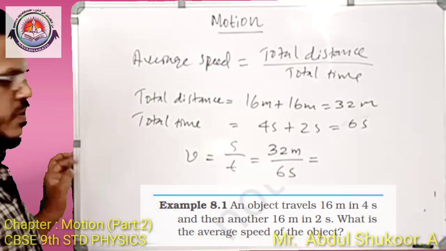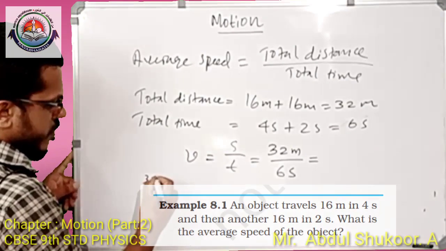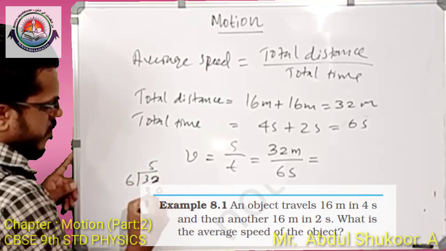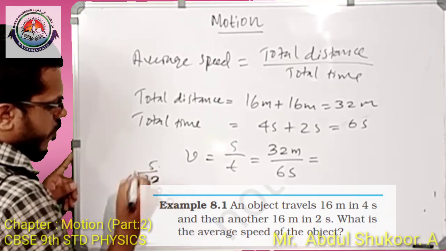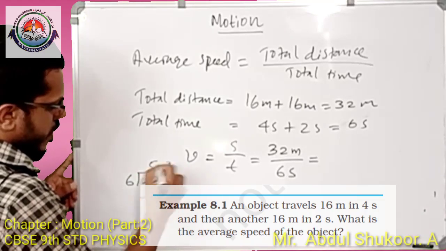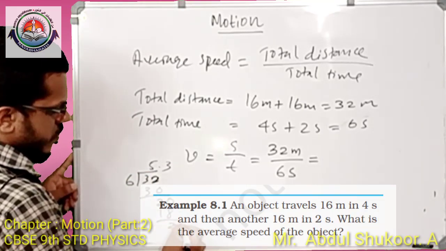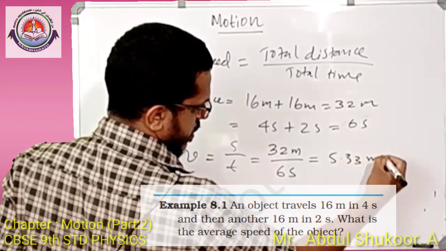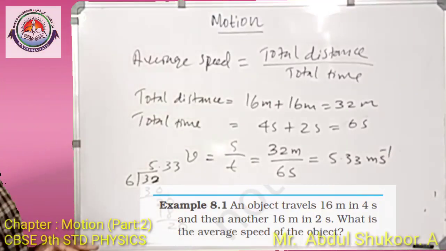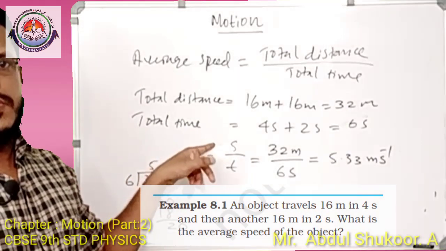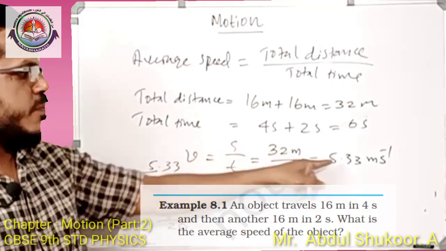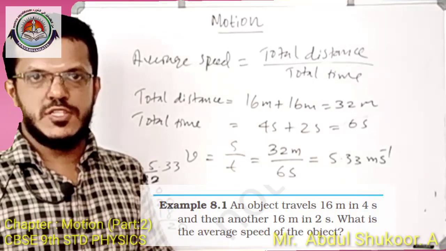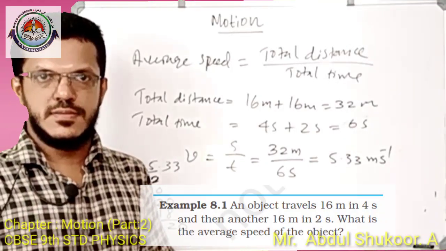Then the answer is, what is 32 divided by 6? 5 sixes are 30, then 2, 0 and point, then 3 sixes are 18 and 2, that is 5.33 meter per second. That is the average speed of this object. What is the average speed? 5.33 meter per second is the average speed of this object. Understood? Do you understand?